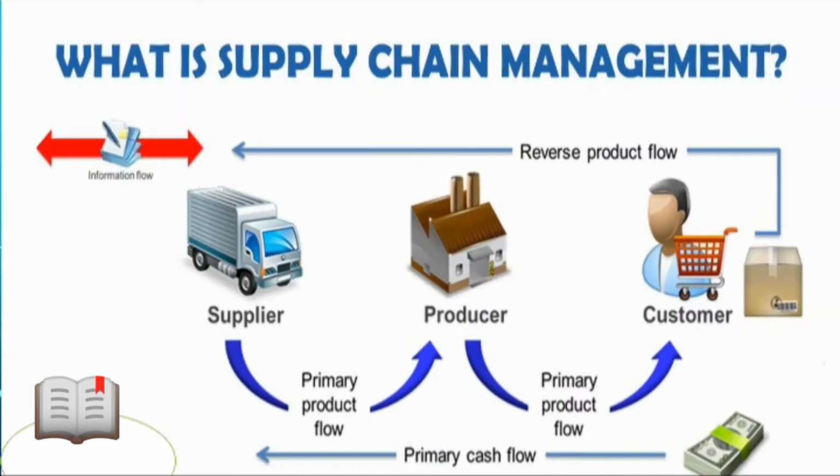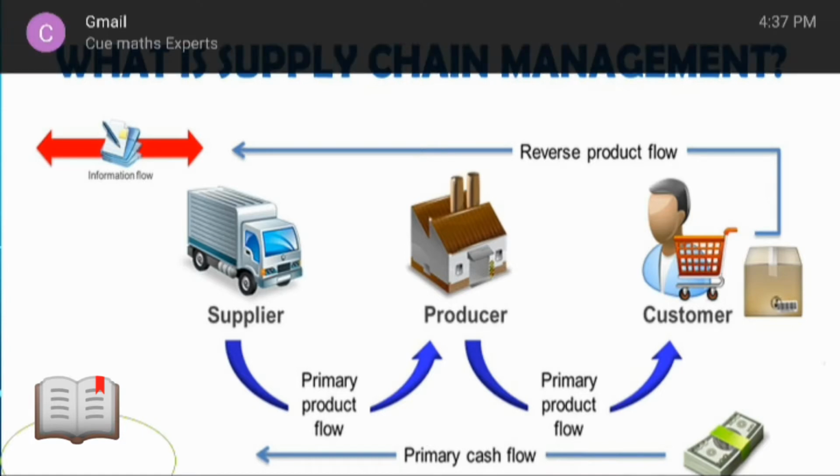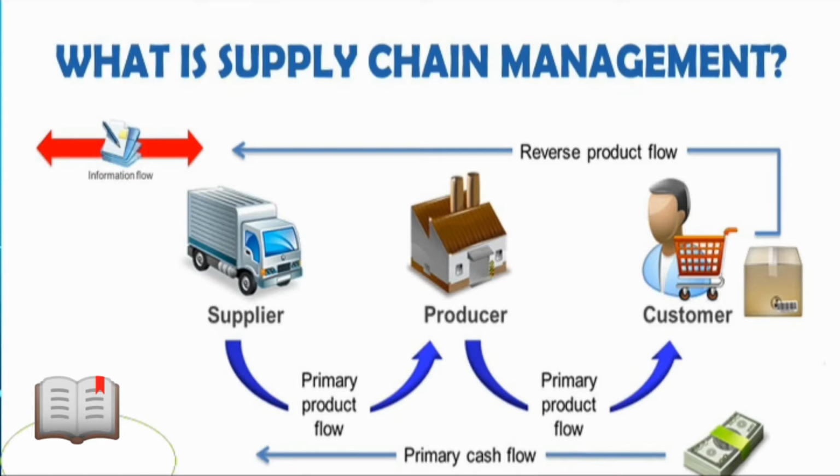The given figure illustrates a very basic supply chain with three entities: a producer with one supplier and one customer. There are four basic flows that connect the supply chain entities together: the flow of physical materials and services from supplier to the end customers, the flow of cash from customer to the raw material supplier, the flow of information along the chain, and reverse product flow.